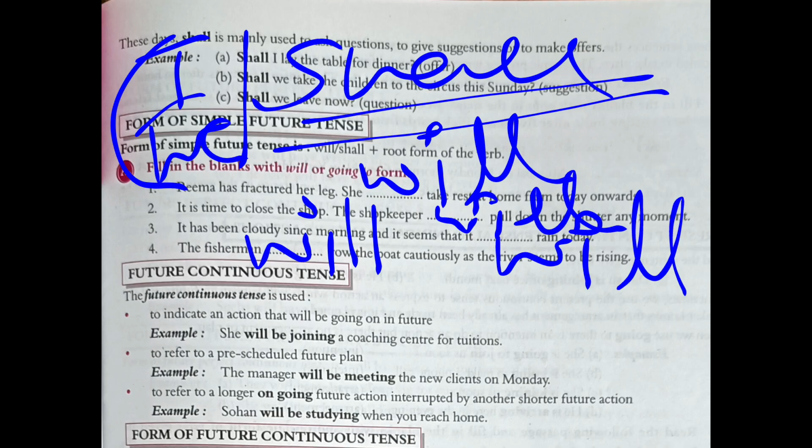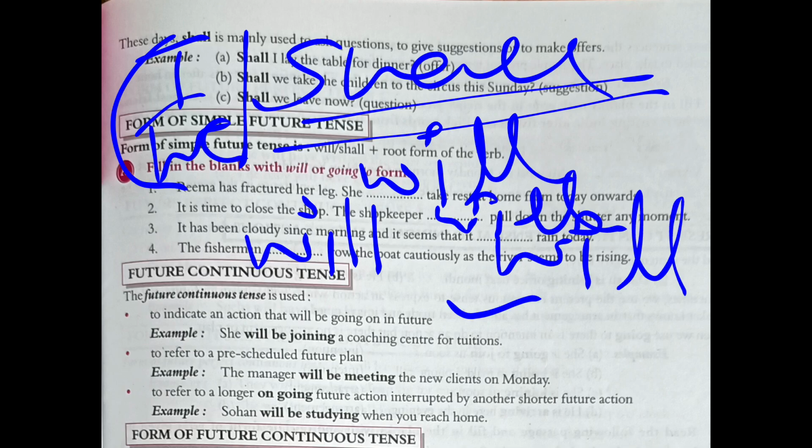What is continuous tense? Yes, we have talked about future tense. Now let's talk about future continuous tense. The future continuous tense is used to indicate an action that will be going on in future. Like she will be joining a coaching center. She will be coming to my home. So this is a future action, right?